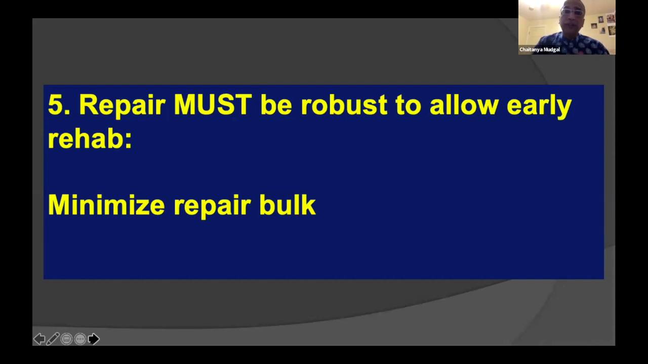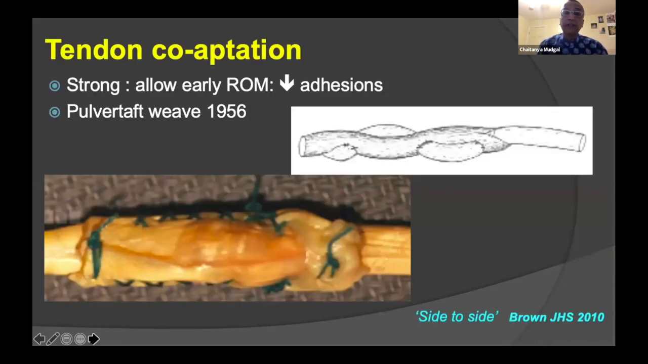So we know how to set tension. We know how to take into account proximal joints. How do we repair them? That's the last part of the basics. The repair must be robust to allow early rehab, but should minimize the repair bulk. Traditional teaching is to use the Pulvertaft weave, four weaves orthogonally placed to each other. The problem is big bulk.